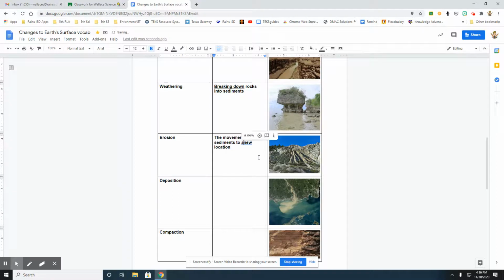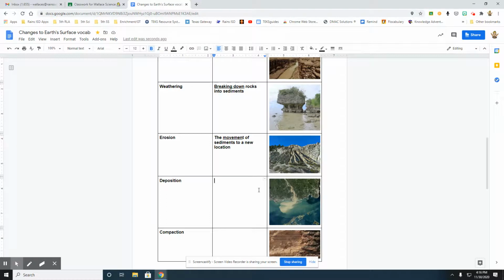Okay, so the movement of sediments to a new location. So keyword here is movement. When those sediments start to move, that's what we're going to call erosion. Okay, weathering is breaking down. Erosion is the movement of those sediments. And then I put another picture of a delta here. This is a really cool picture because you can actually see these sediments being brought down by the river and how they're just being dumped here into the mouth of the river there at the ocean.